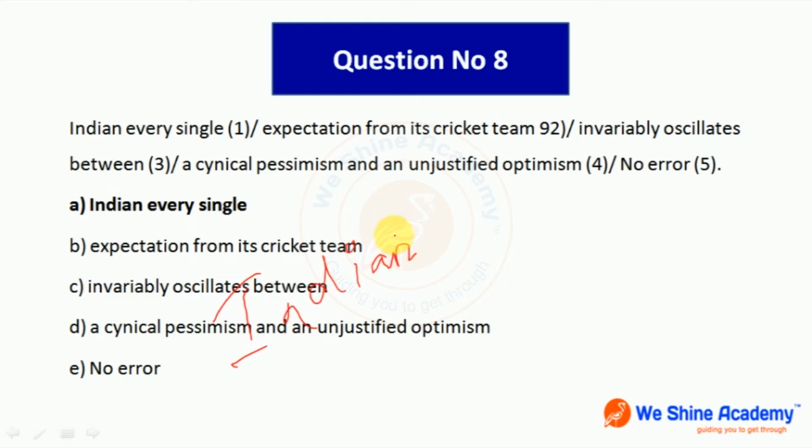So they have talked about the possessive form of Indian. So it can be replaced as Indians' every single expectation. Indians', which is the possessive noun, right? So the answer is the error lies in the first part of the sentence. So the answer is option A.